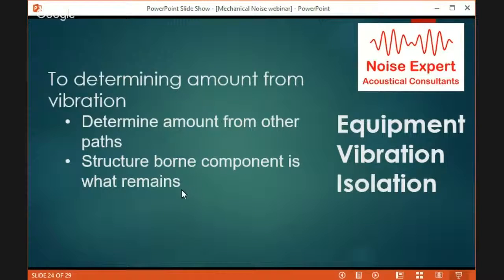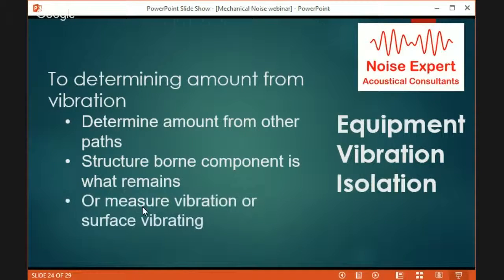So, for the structure-borne component, a lot of times we have to determine what the other paths are. If we're dealing with rooftop noise or rooftop equipment, you determine how much is coming from radiated through the system, and how much is coming from duct-borne, radiated from the ductwork. If there's a missing component, that becomes the vibration component. You can, with an accelerometer, measure the vibration of a surface, and there are formulas given the amount of vibration and the size of that surface, what level it's creating.